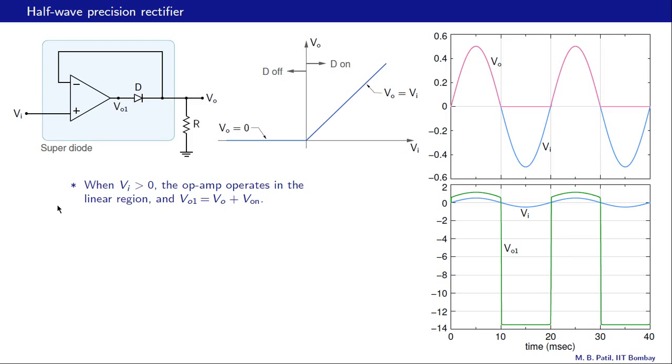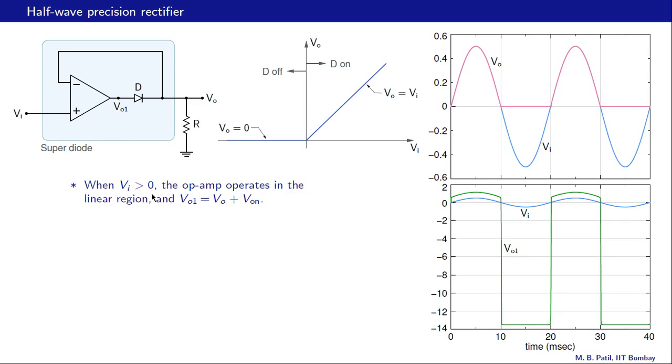Let us make a few comments on the super diode circuit. Here are some sample waveforms. This is the input voltage. That is the output voltage. And the green one here is VO1, the op-amp output.